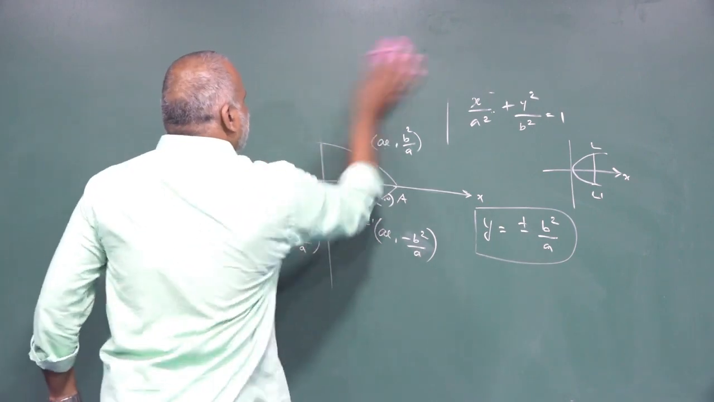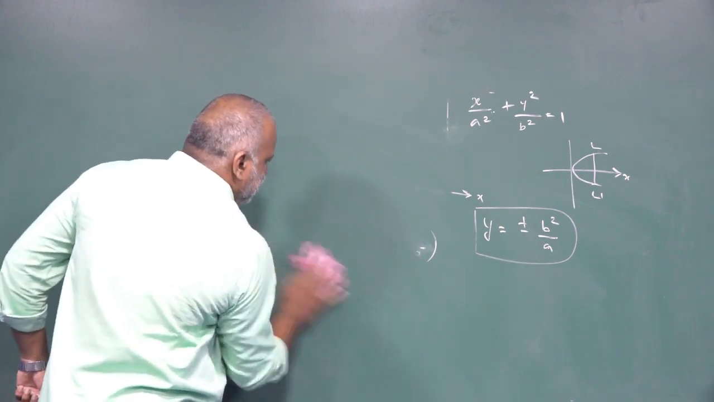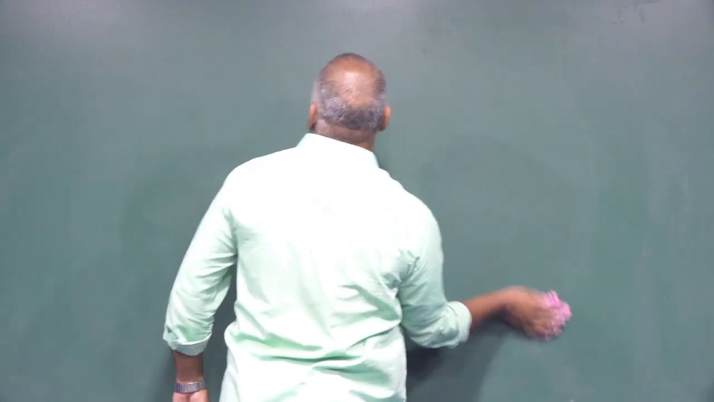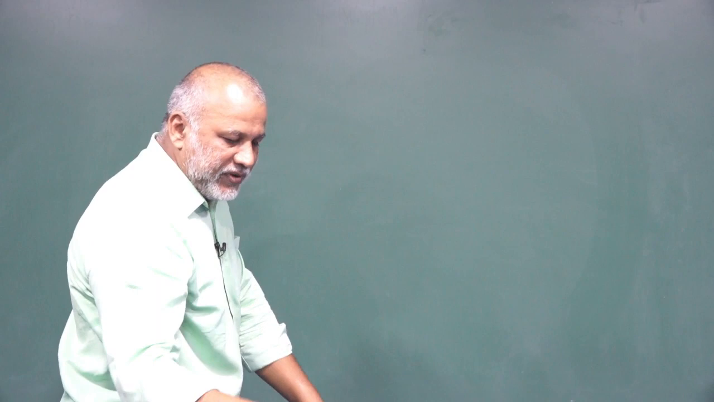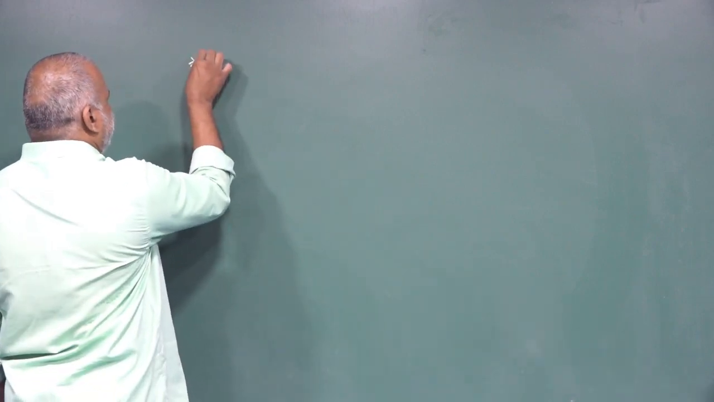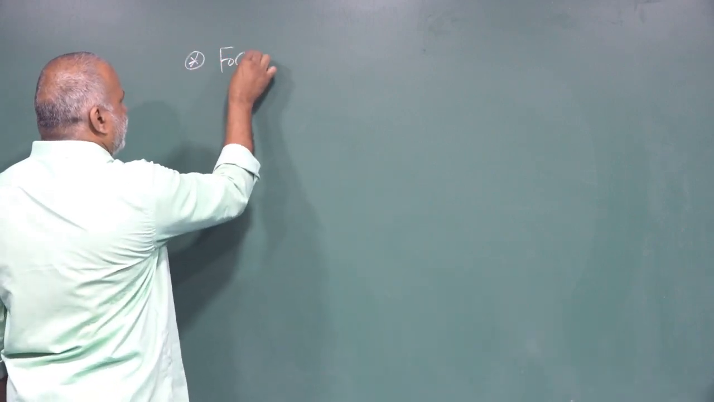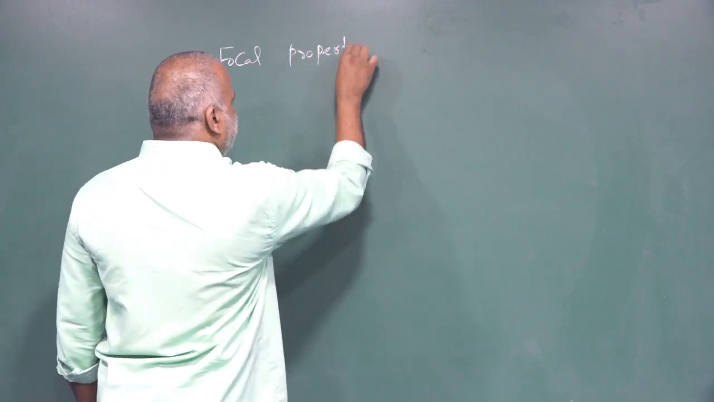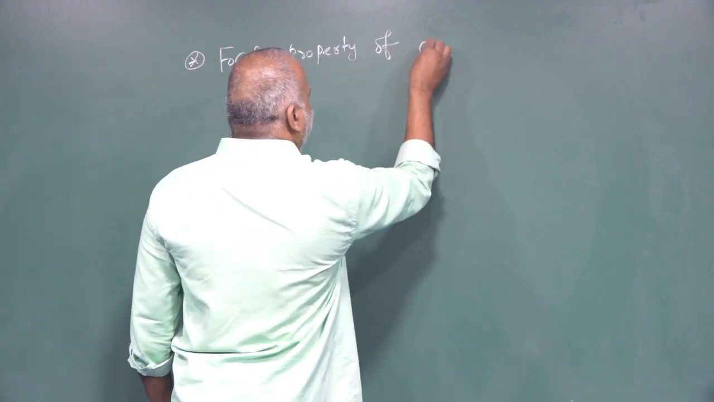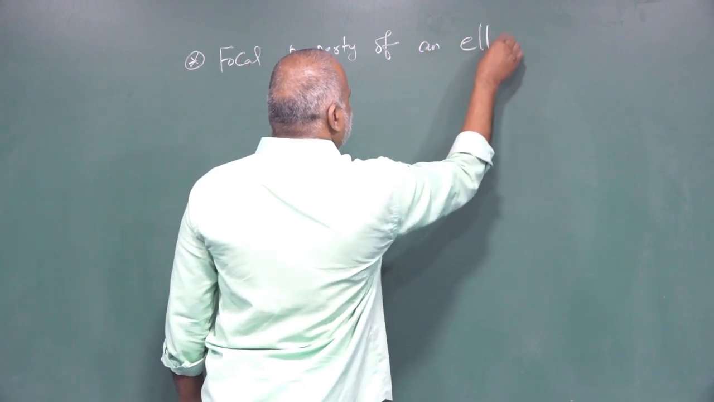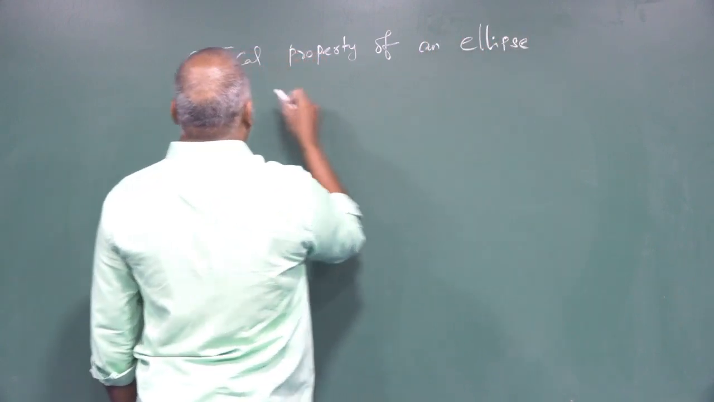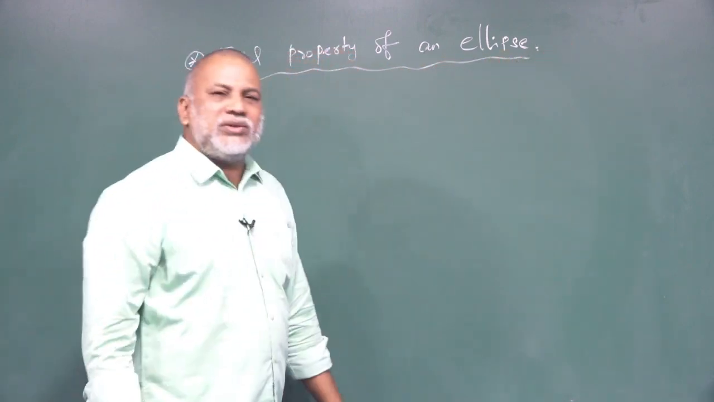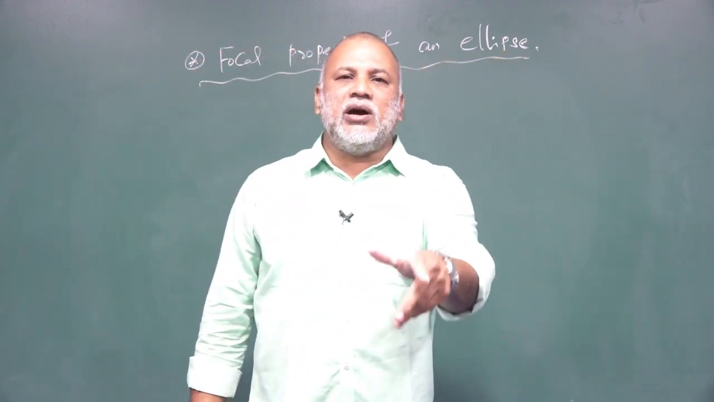Now the new derivation today is the focal property of an ellipse. This is one of the important logics. Focal property of an ellipse. What is the meaning of the focal property of an ellipse?